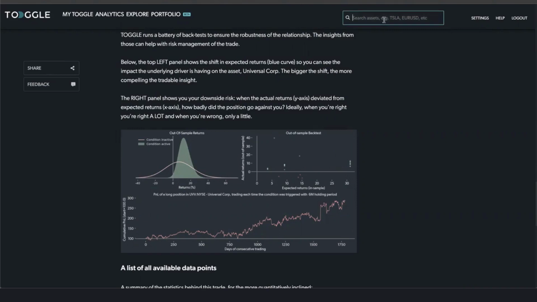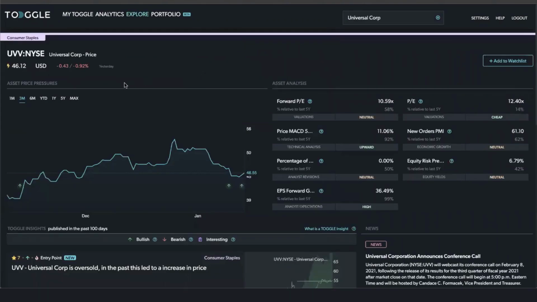Now, typically, you then also want to check this in the 360 view that Toggle allows. So that gets us to this screen, where you're able to see that Toggle had a bullish insight on this particular stock already back in November that proved to be correct at the time. That was based on equity yield, so it was a valuation argument. This time it's really an entry point based on the oversold argument.